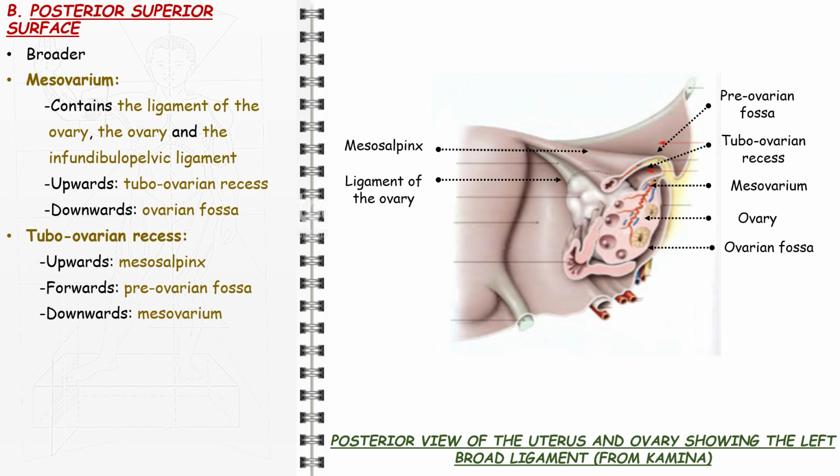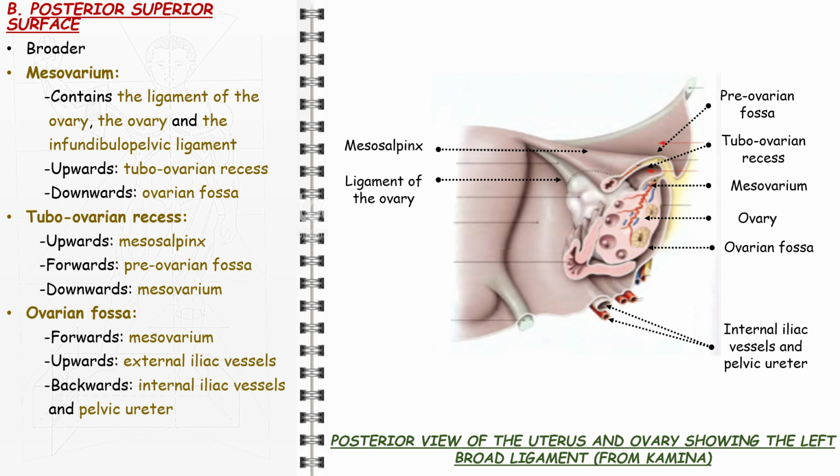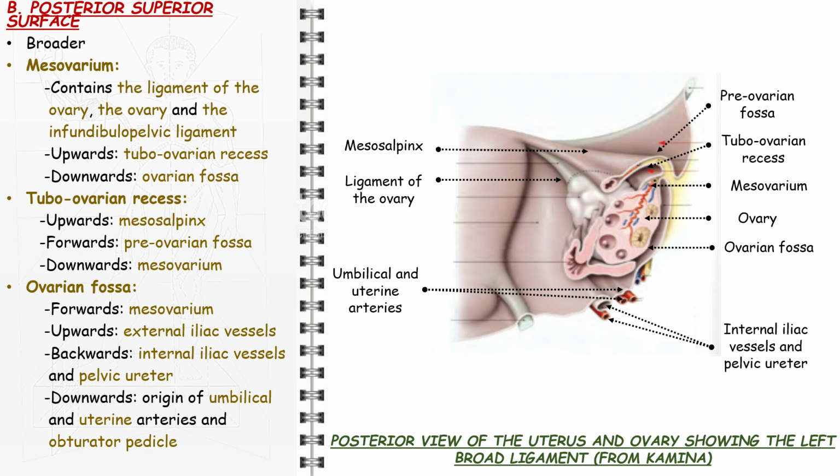The ovarian fossa is limited by peritoneal folds raised by subperitoneal structures: forwards, the mesovarium; upwards, the external iliac vessels; backwards, the internal iliac vessels and the pelvic ureter; and, downwards, the origin of the umbilical and uterine arteries. Under the plane of the ovarian fossa passes the obturator pedicle.